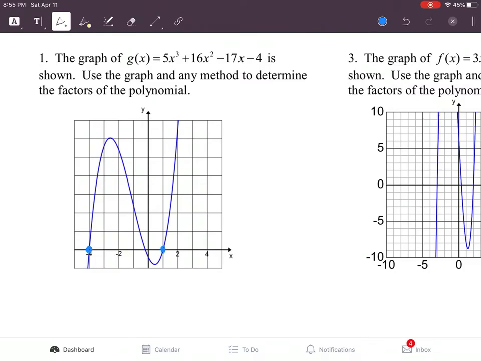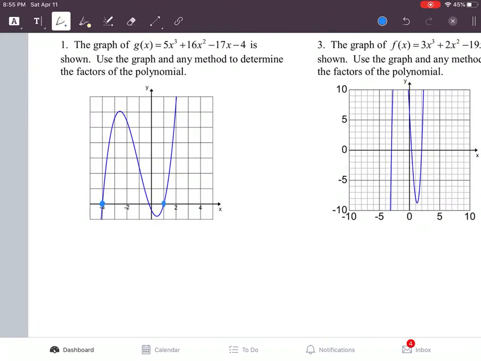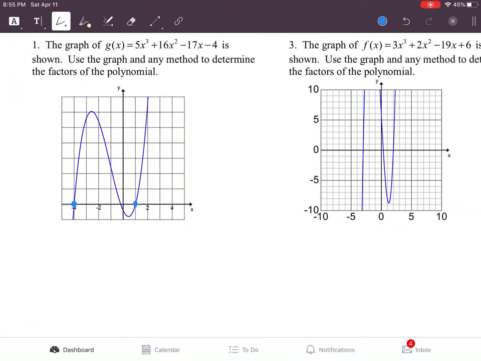But since we can't see exactly where it is in the graph, we're going to use synthetic division to help us. If we take our polynomial, we're going to take the root of 1 that we have so far, and use that as our divisor. Then we're going to take the coefficients of the polynomial. So we have 5, 16, -17, and -4. And we're going to do synthetic division.